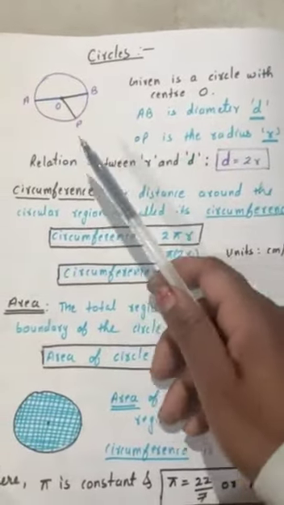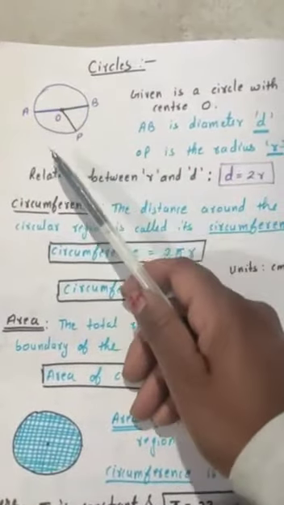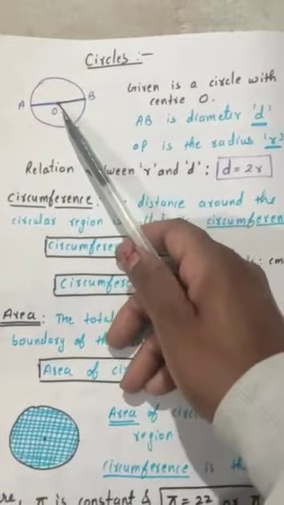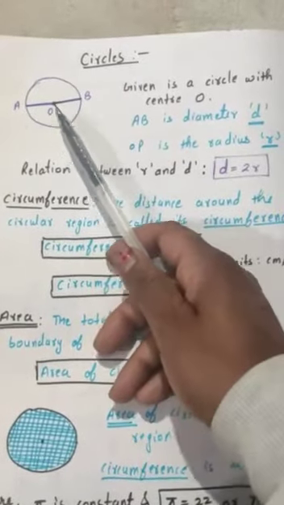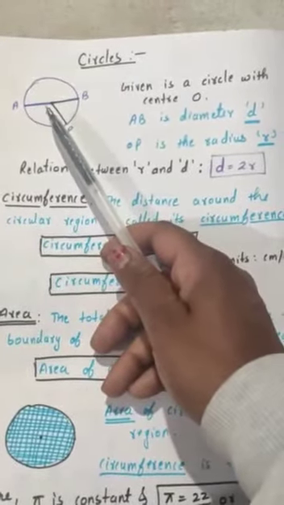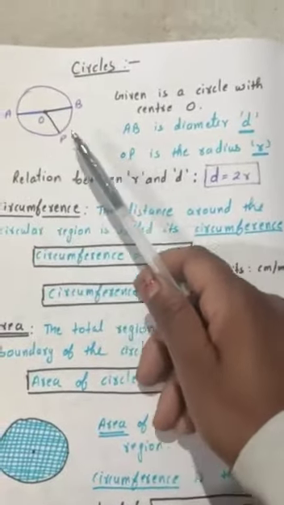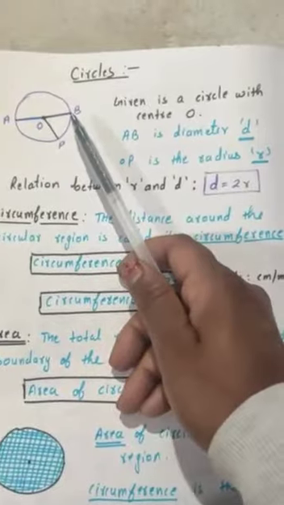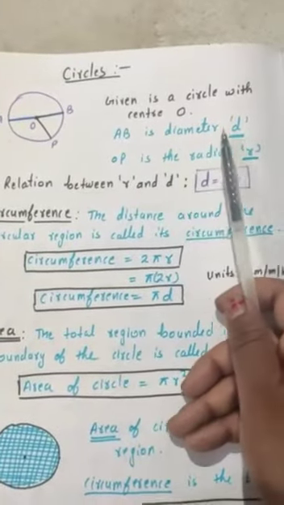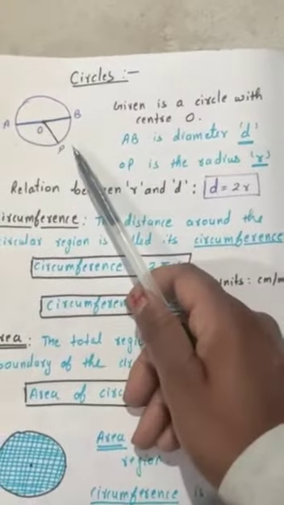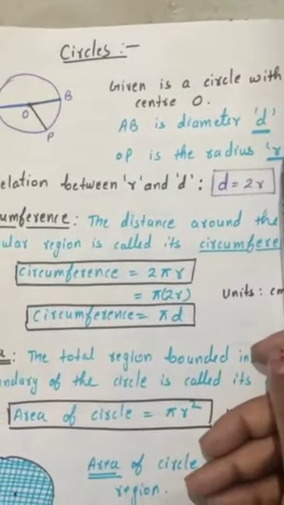So circles, this is a circle. There are two basic parts of a circle. One is the radius, and the other is the center. These are the two basic parts I'm saying. Now the longest chord is called the diameter. So AB is the diameter D and OP is the radius R.